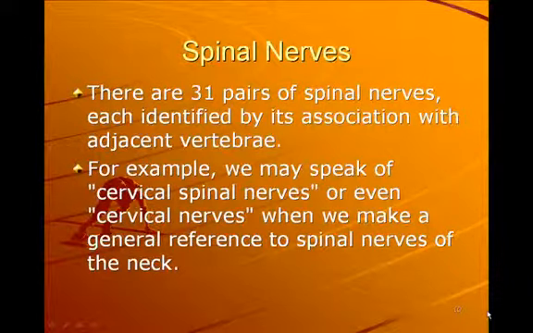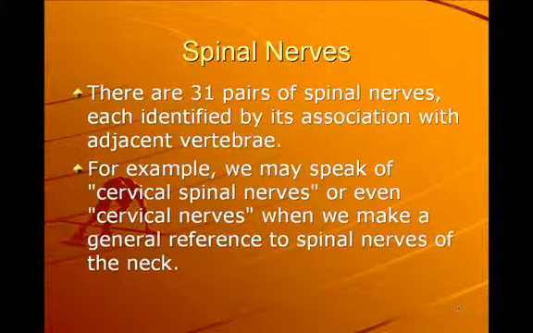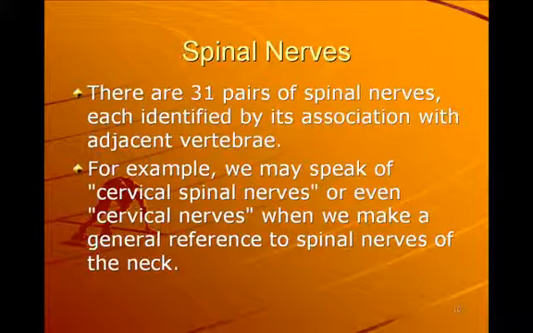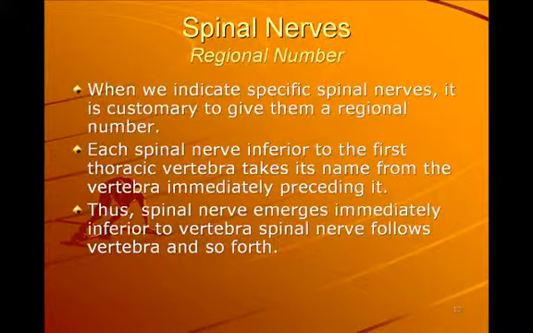Now, from the spinal cord, there are 31 pairs of spinal nerves. Each is identified and associated with the adjacent vertebrae. I'll give you an example. When we talk about cervical spinal nerves, even cervical nerves, we make this statement because these nerves exit in close relationship to the cervical vertebrae that are next to these spinal nerves.